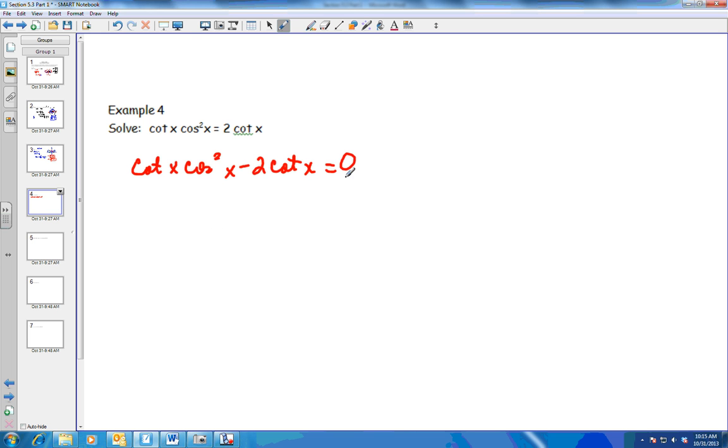So now I'm looking at this to see how I could solve. I do notice that they each have a cotangent x in common. So I'm going to factor out a cotangent x, and in parentheses, I'm going to write down what I would have left. I would have a cosine squared x minus, and if I factored this out, I would just have a 2. So remember, back in algebra, if I have something factored like this, I have 2 factors, I can set each factor equal to 0 and solve. So that's what I'm going to do.